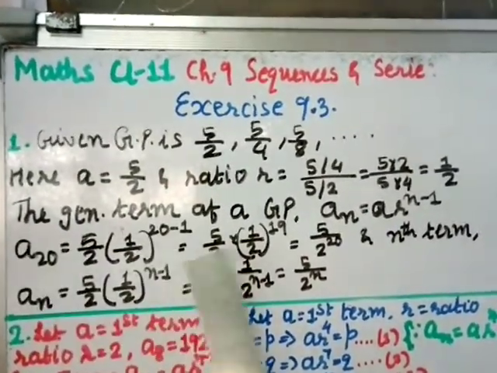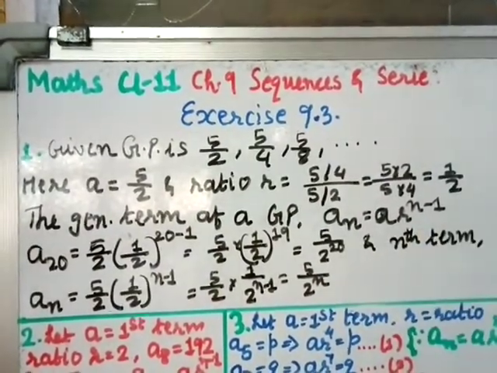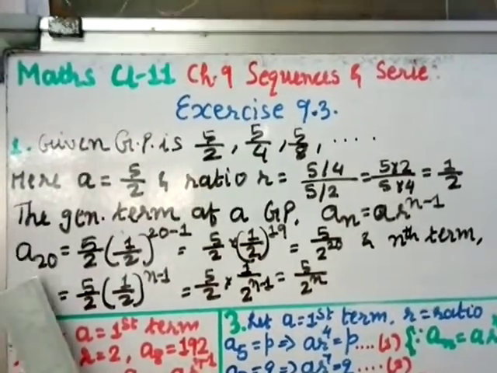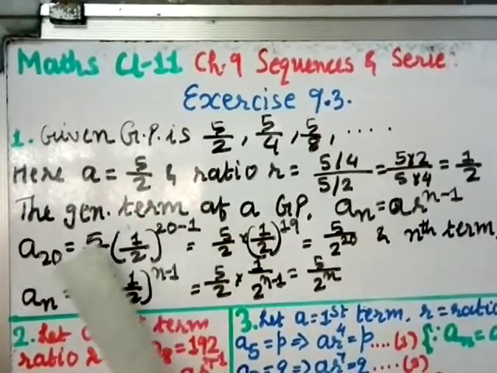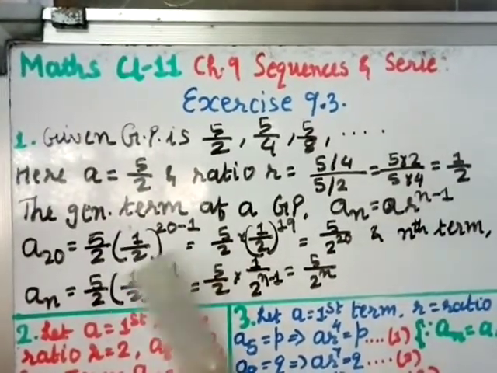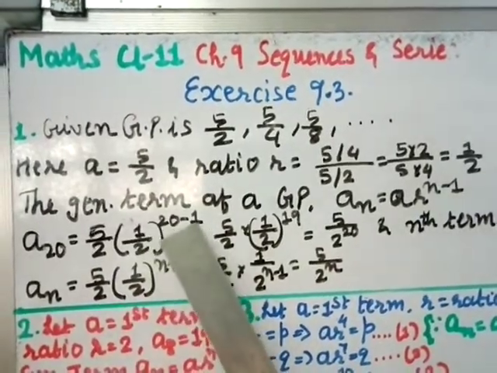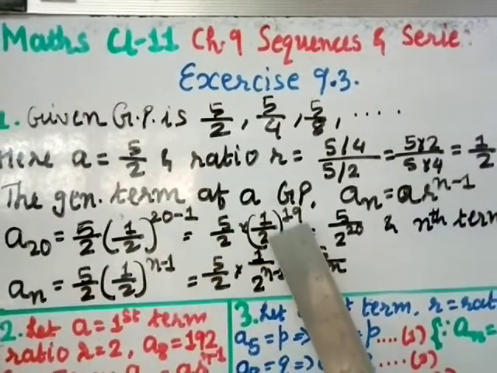Now the general term of a GP is given by an equal to A into R power n minus 1. Let us find first the 20th term. So A20, put n value as 20. A20 equals the A value 5 by 2 into the R value 1 by 2 power n minus 1. So n is 20, so 20 minus 1. This gives you 5 by 2 into 1 by 2 power 19.